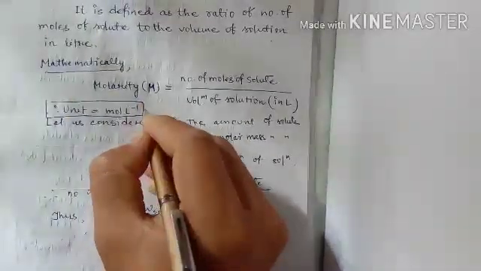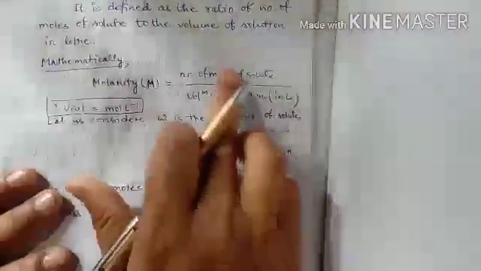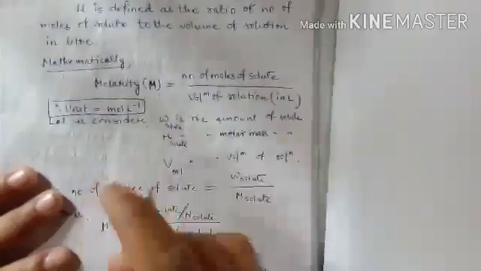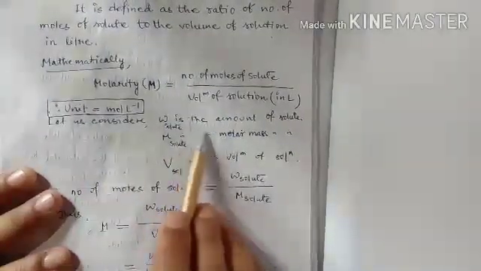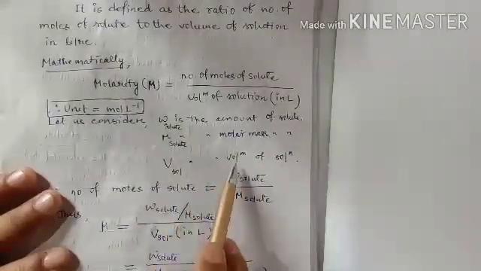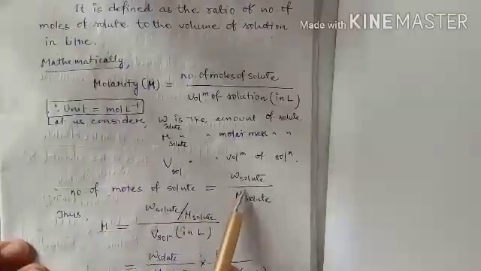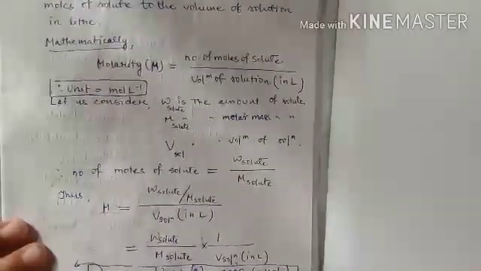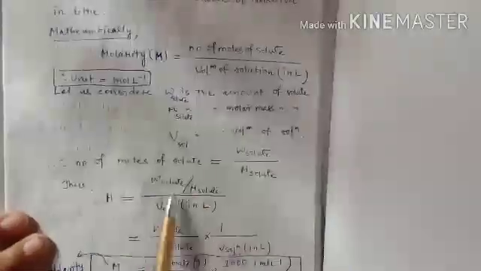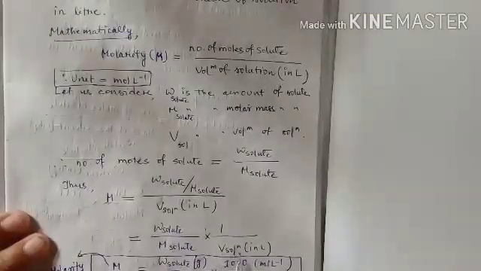I will tell you this later also. So you can deduce this mathematical formulation by a simple derivation. Let us consider W solute is the amount of solute, M solute is the molar mass of the solute, and V sol is the volume of solution. Then number of moles of solute will be W solute divided by M solute. You already know that: weight divided by molar mass. So if we put these values in this form, we get W solute over M solute multiplied by 1 over volume in liter.